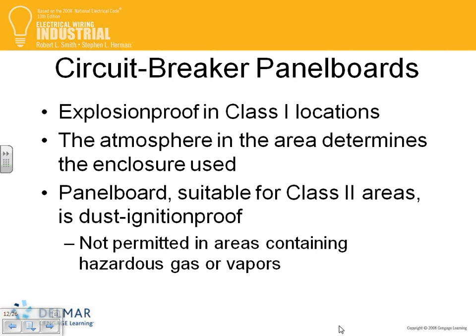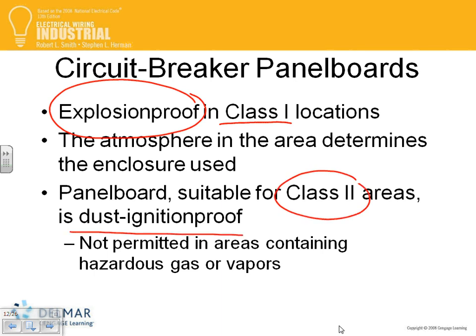So we have Class 1 location, determine the enclosure used, explosion proof, and panelboards for Class 2 location. The key point they keep repeating, guys: in a Class 1 location, you need explosion proof. At least in Class 1 Div 1, in Class 1 Div 2, most of the time. In a Class 2 location, I need dust ignition proof. You don't need explosion proof in a Class 2 because we have dust, we don't have gas. When you have a gas and a vapor, you need explosion proof. When you have a dust, what you need is dust ignition proof, so the dust cannot enter the enclosure and create a fire.